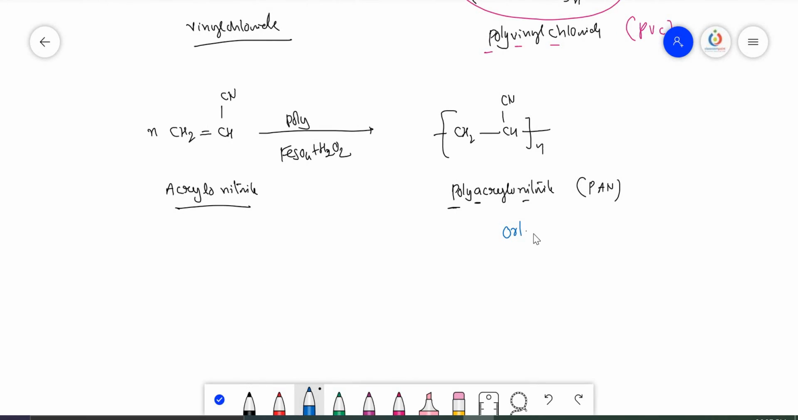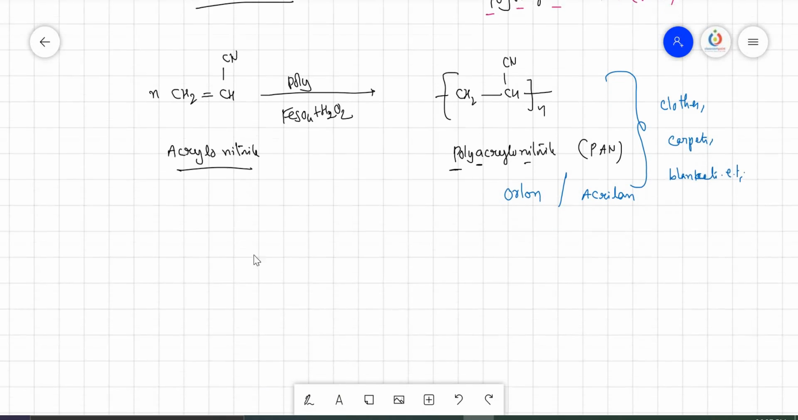Commercially, this polyacrylonitrile is called Orlon. It is also called Orlon, or sometimes acrylon. This Orlon, acrylon or PAN or polyacrylonitrile is mainly used in making clothes, carpets, blankets, means particularly clothing material.